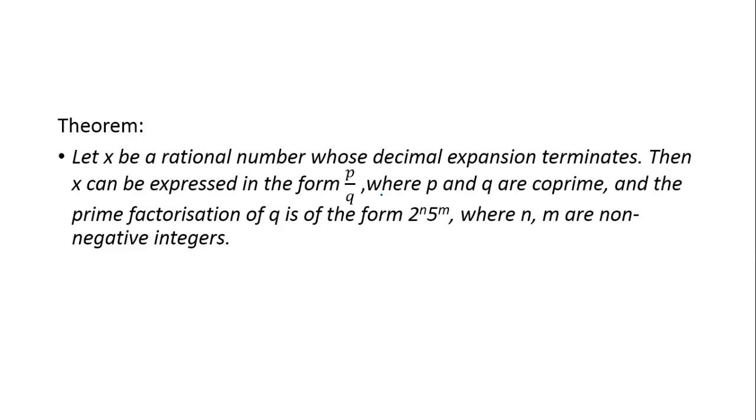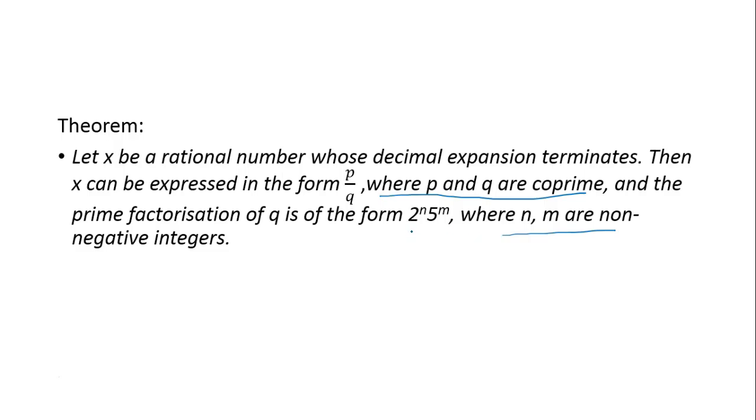First, here it says where p and q are co-prime. So first you need to cancel out the common factors. And another thing to note here is n and m are non-negative integers. So what does non-negative mean? It can be positive or 0.